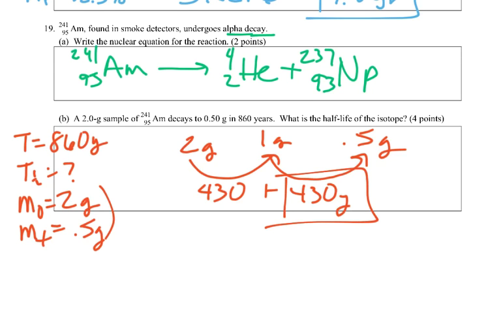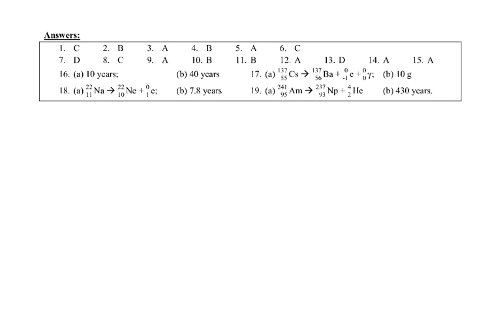And that is the test. 430 years, Neptunium, 7.8 years. Okay, positron particle. Yeah, it looks like we got the right answers. So that's the test. Good luck.